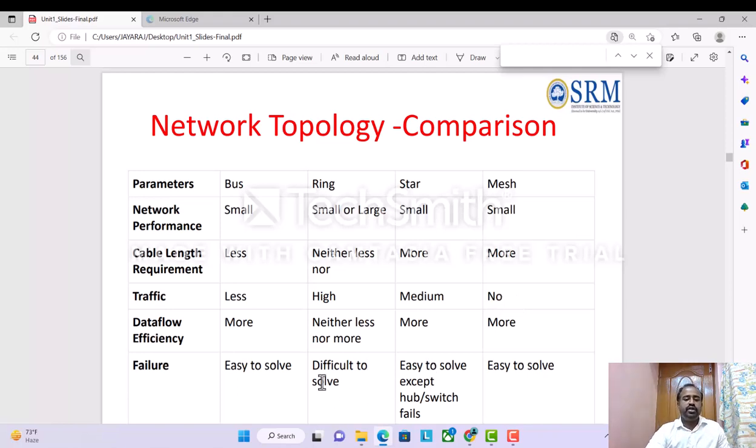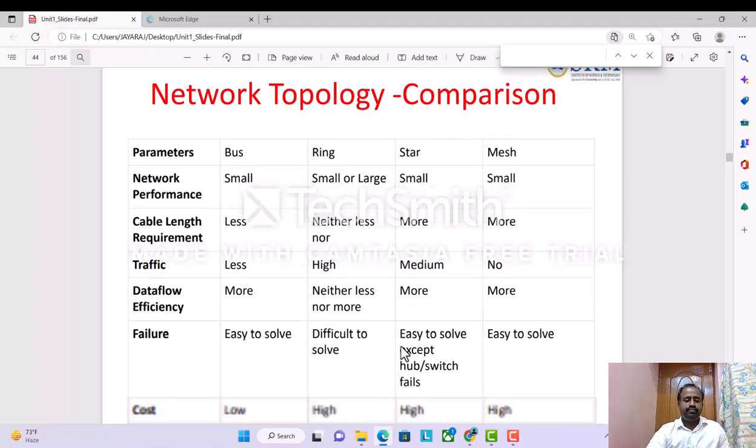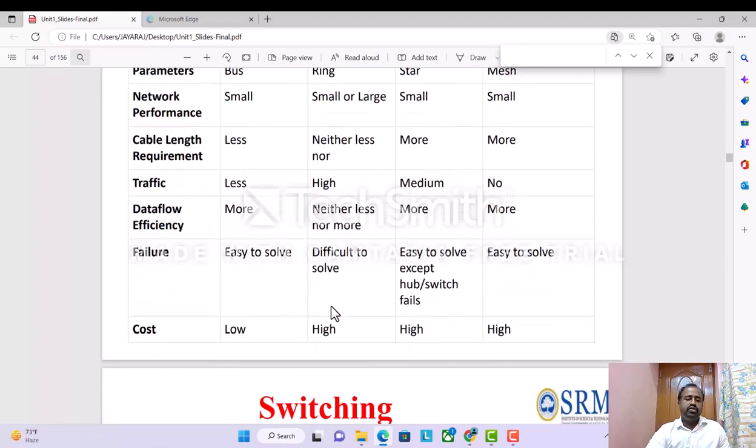Then data flow efficiency. Data flow efficiency will be more in bus. It can be more or less depending upon the connection. Then star, it is also more. Then failure. In bus it is easy to solve. The ring also the same thing. If it is very difficult, which means it has to be access point. When we have to find the access point and then we have to solve it. Easy to solve except when hub and switch fail, which means if hub and switch fail in star topology, the entire communication will fail. In mesh also it is easy to solve since it is an individual connection. Cost wise, bus will be very low, but ring high, then star also high, then mesh also high.